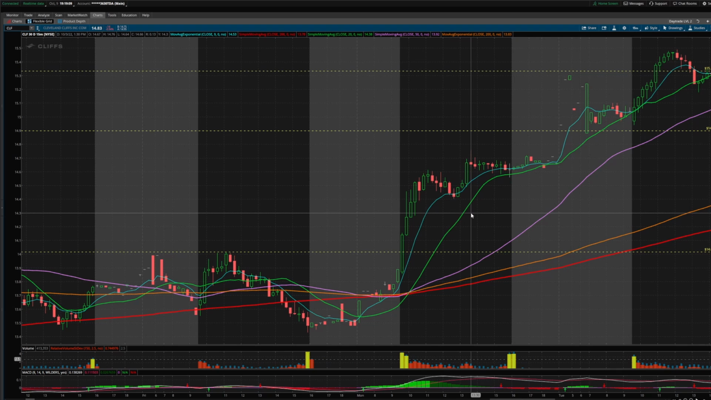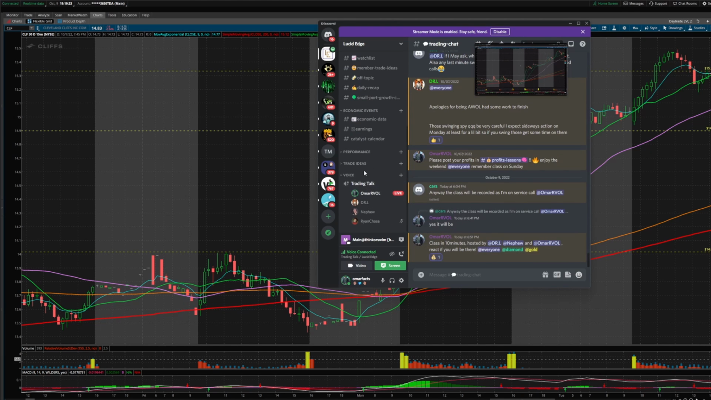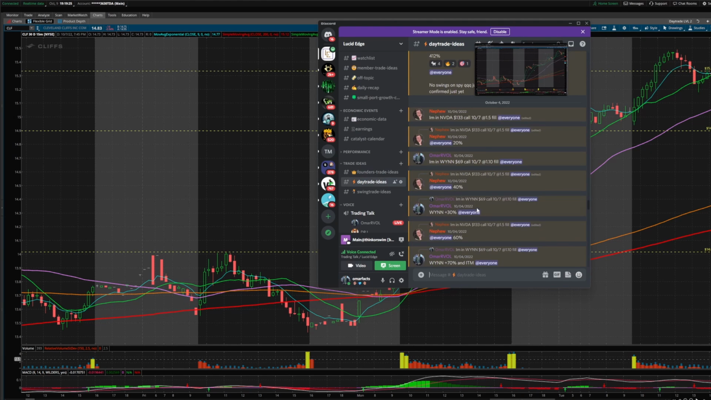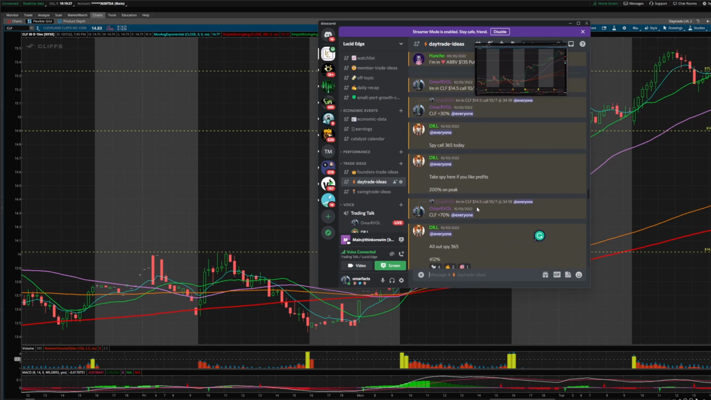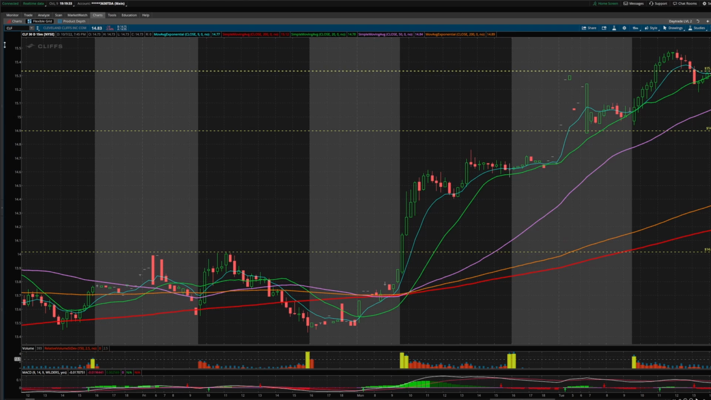Just the same logic as NUE, seeing the strength in the early morning and the continuation of the entire sector having some strength there. CLF, I think, went over 70%, but let's check right now. Sector steel, guys. Yeah, CLF went over 70% there, so that was a good trade.